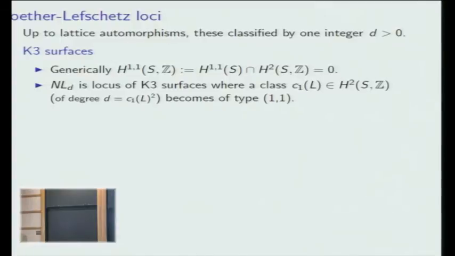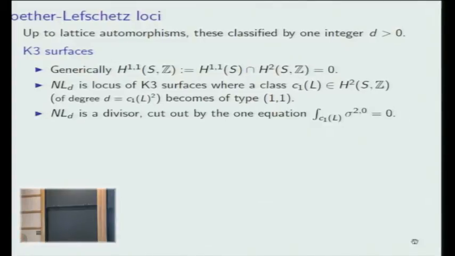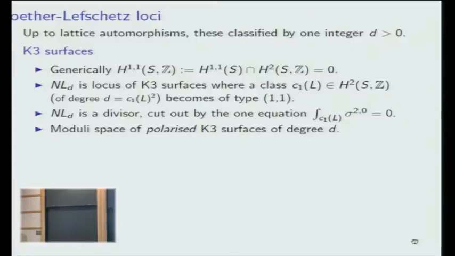Yes, a primitive class. And so this Noether-Lefschetz locus is a divisor cut out by one equation. So you want that the symplectic form, the holomorphic 2-form on the K3, integrates to 0 against this class. So that's one equation. Okay, and then this Noether-Lefschetz locus is some kind of moduli space of polarized K3 surfaces of degree d. So K3 surfaces with a line bundle.